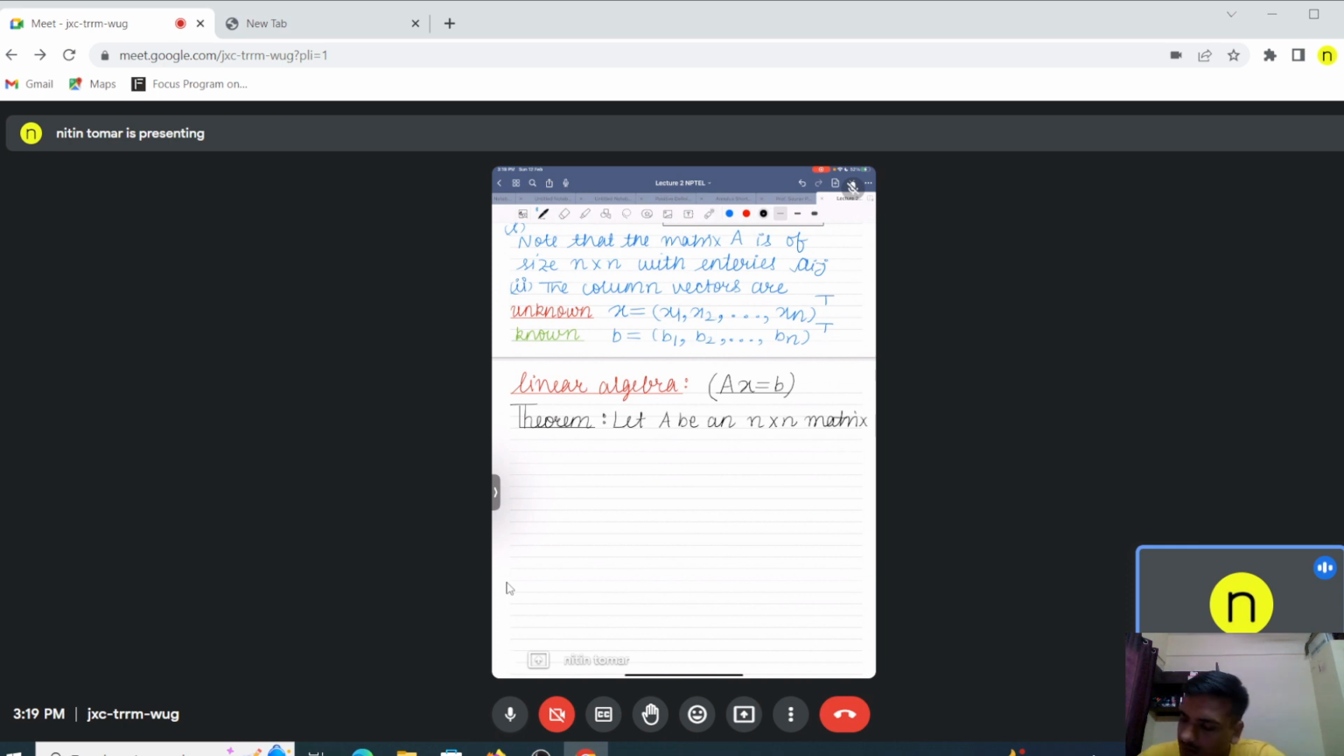So let A be an n cross n matrix. Okay, let's now write the theorem. And b is this column vector in R^n. R^n means it's a column vector, right? Yes, sir. Then the following are equivalent.